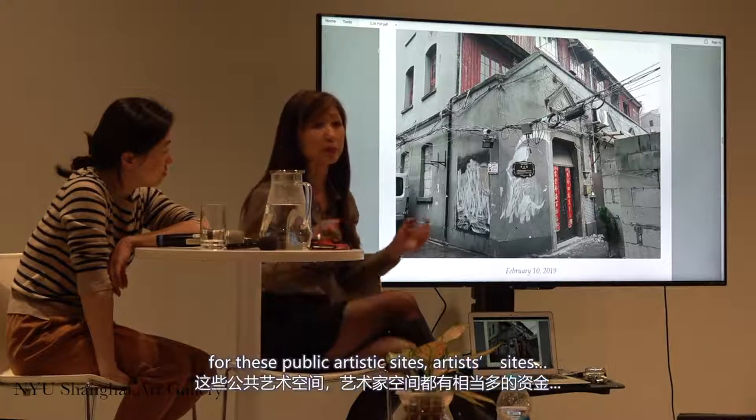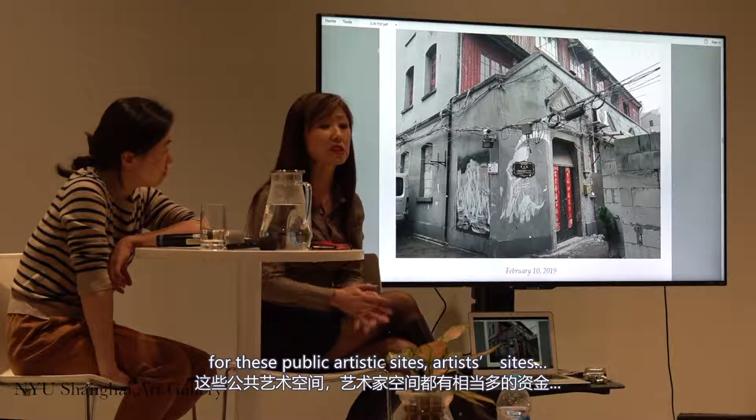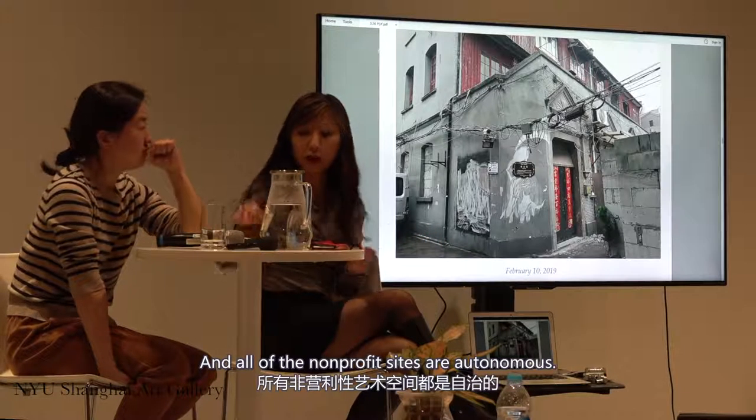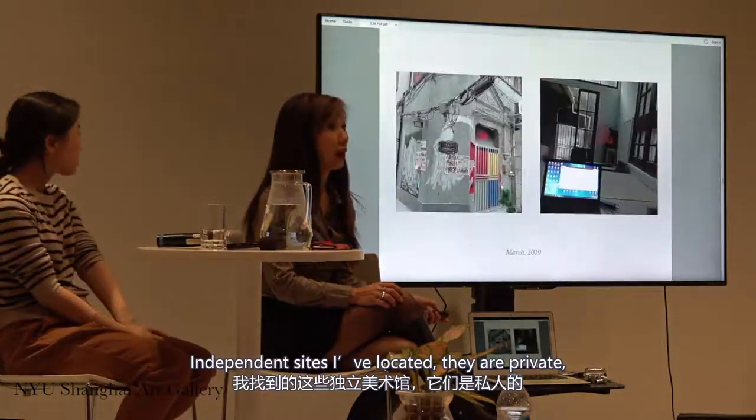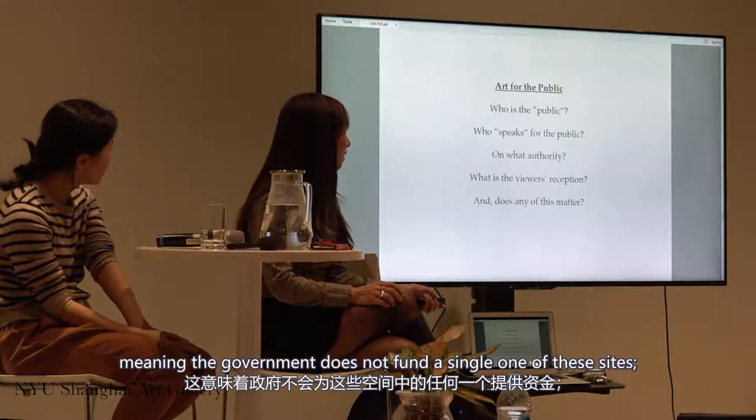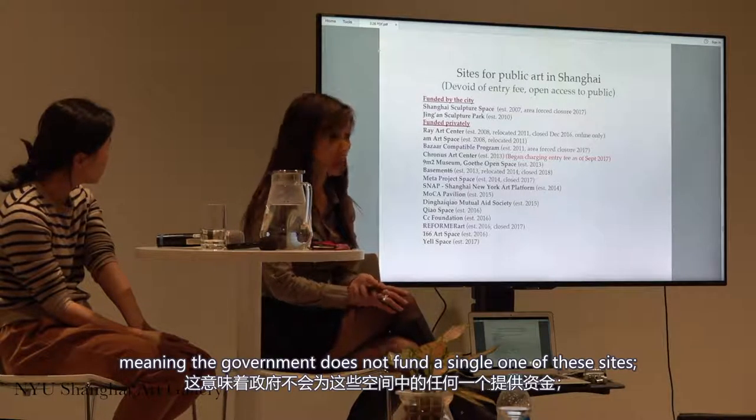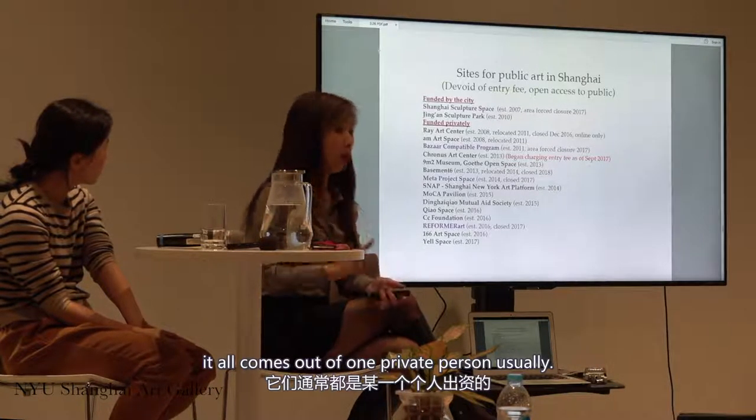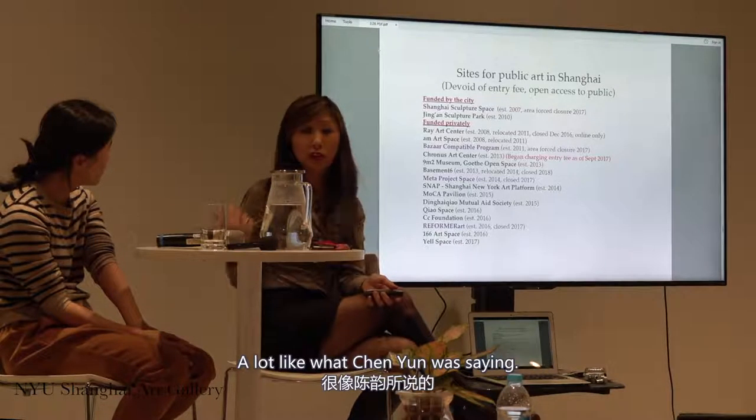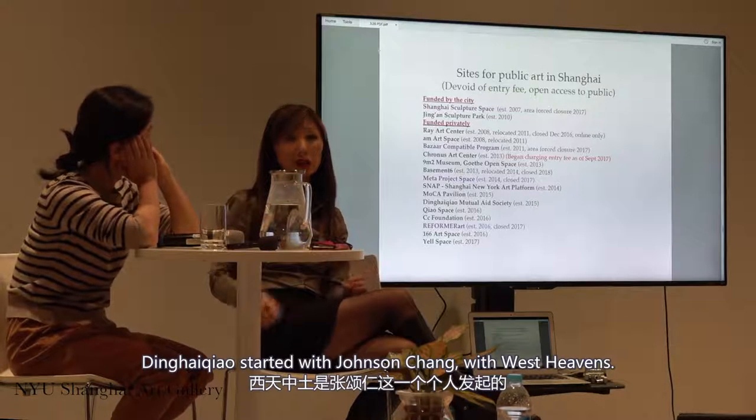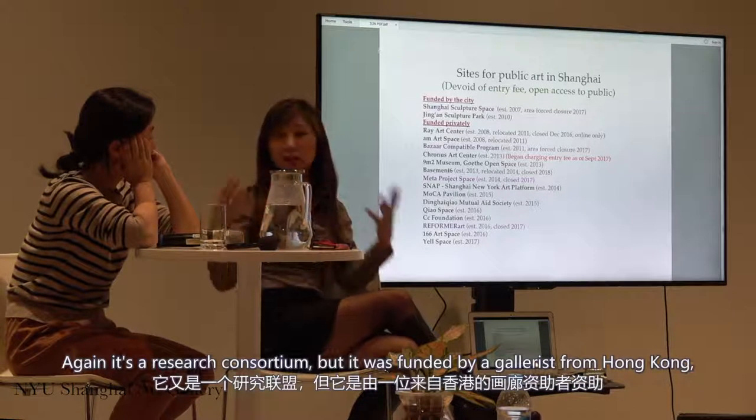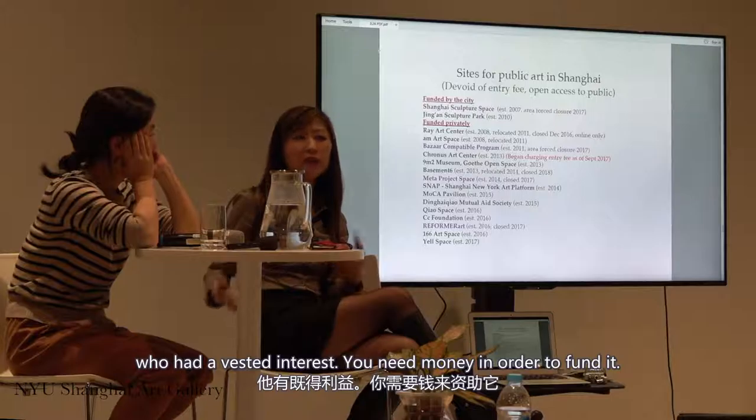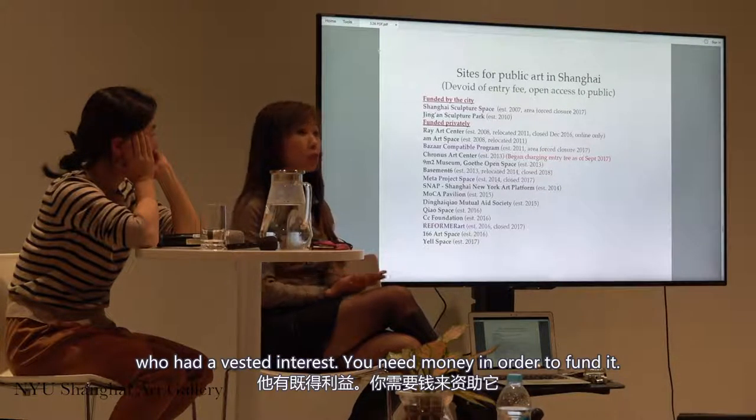Artist sites, all of the nonprofit sites and the autonomous independent sites I've located, they are private, meaning the government does not fund a single one of these sites. It all comes out of one private person, usually. A lot like what Chen Yun was saying, Ding Hai Chao started with Johnson Chen, who's actually, oh, West Evans. Again, it's a research consortium, but it was funded by a gallerist from Hong Kong who had a vested interest, and you need money in order to fund it.